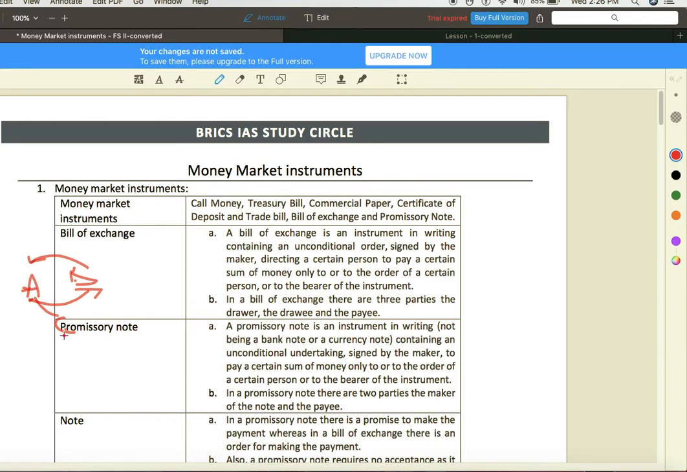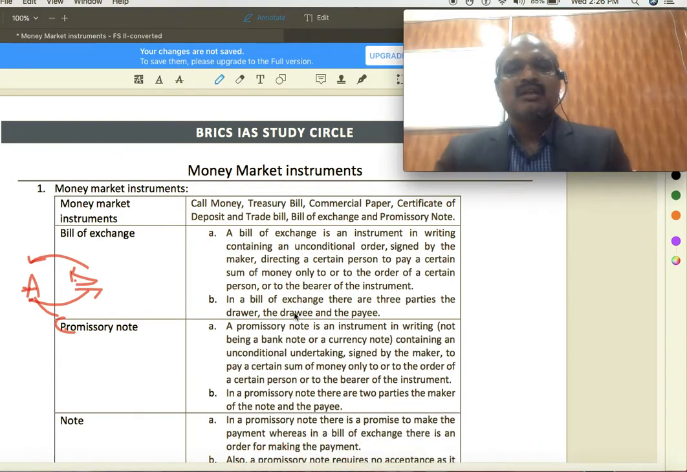Let's say, for example, C is a producer and A is a wholesaler. The wholesaler has to buy goods from C. So C has supplied goods to A. A has given the same bill of exchange, which is to be collected by C from B. Drawer, drawee and payee. Everybody clear? So read that now.